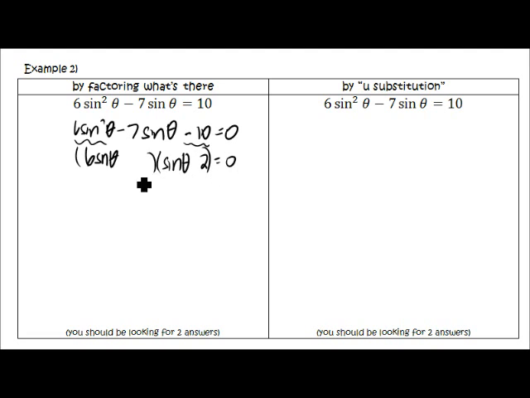If we match the 2 up with the 6 and the 5 up with the 1 sine theta, we have 12 sine theta and 5 sine theta. 12 and 5 can easily make negative 7 if the 12 sine theta is negative and the 5 is positive. Just like with normal factoring, after this is in factored form, you can set each factor equal to 0.